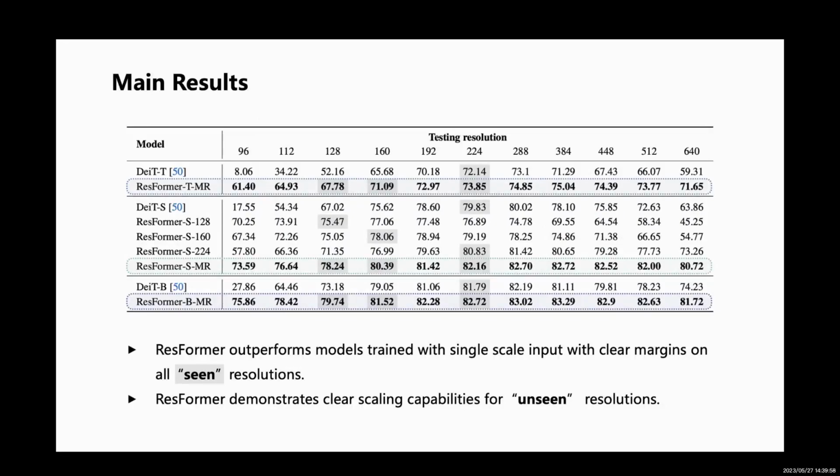Specifically, when evaluated with a testing resolution of 224, ResFormer Small MR and ResFormer Base MR offer an accuracy of 82.16% and 82.72%, respectively, outperforming their DeiT counterparts by 2.33% and 0.93%. Given a testing resolution of 384, ResFormer's Base 224 achieves a top-1 accuracy of 80.65%, which is 2.55% higher than its DeiT Base counterpart. By aid of multi-resolution training, ResFormer's Base MR further boosts the accuracy to 82.72%.